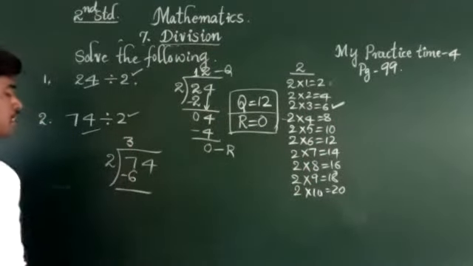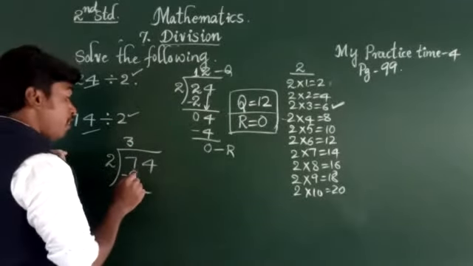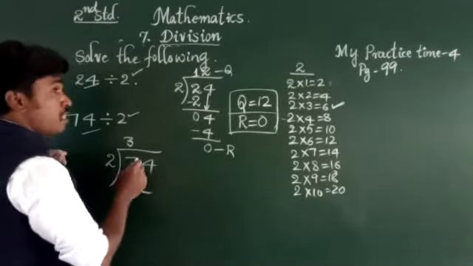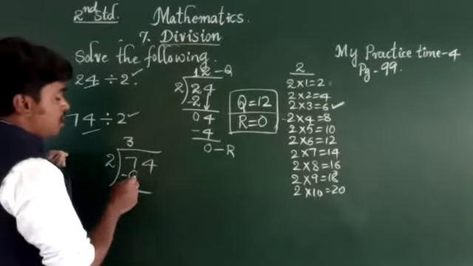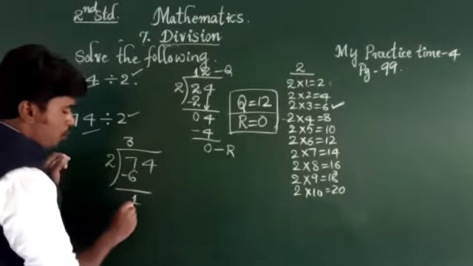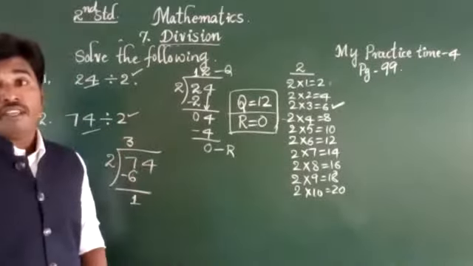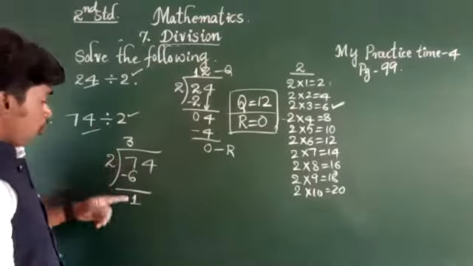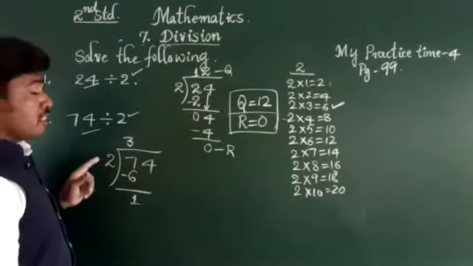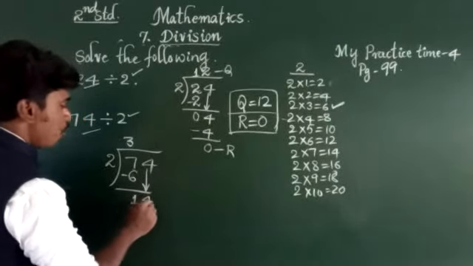Now you can subtract easily. 2 fours are 8, you cannot take because you should not subtract 8 from 7. 7 minus 6 becomes 1. Yes students, you know 7 minus 6, keep 7 in mind and 6 on fingers. If you do it like that, you are getting 1. 1 is smaller than 2. Bring down 4.